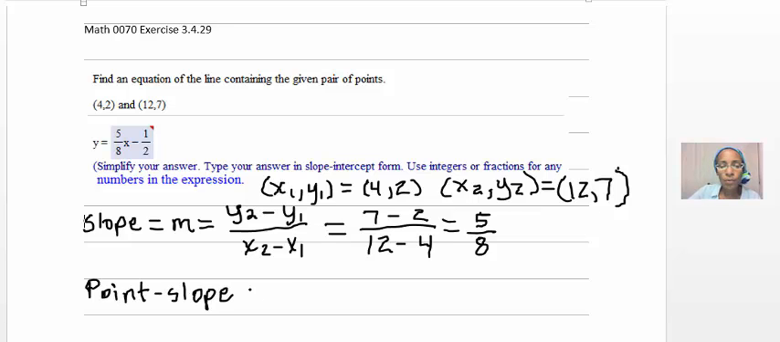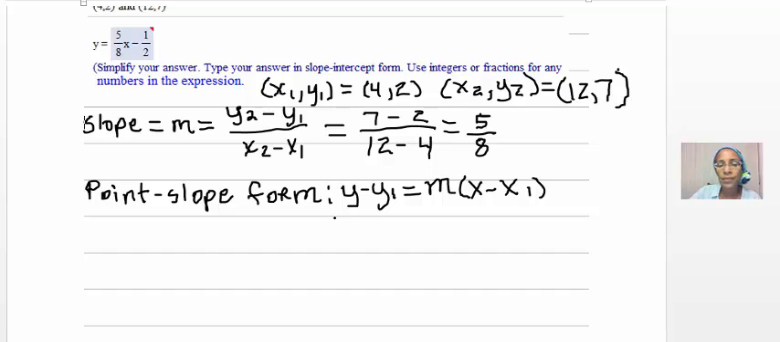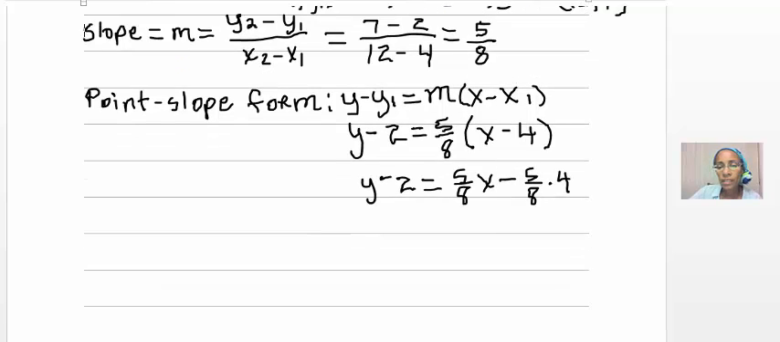Now we want to use the point slope form of the line equation. And that's y minus y1 equals the slope m times x minus x1. y minus y1 is y minus 2, m is 5/8, x minus x1 is x minus 4. So let's use the distributive property. 5/8 times x minus 4 is 5/8x minus 5/8 times 4.